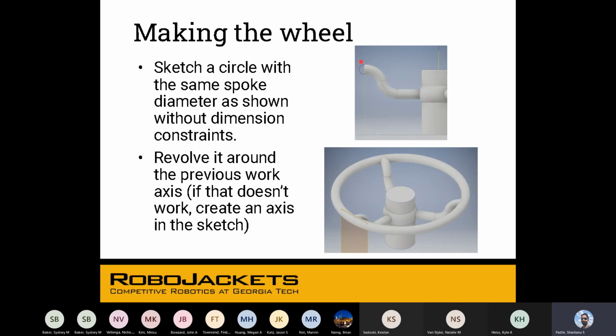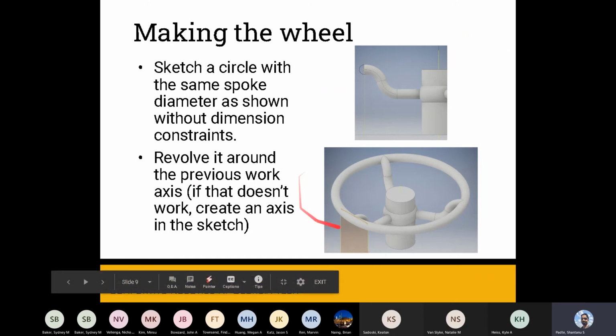So making the wheel itself. Sketch a circle where its center point is around here. And you don't really need any dimension constraints, just whatever you like. And revolve it around the same work axis. So this is the axis we made previously, and you just revolve this around the work axis to get this wheel.